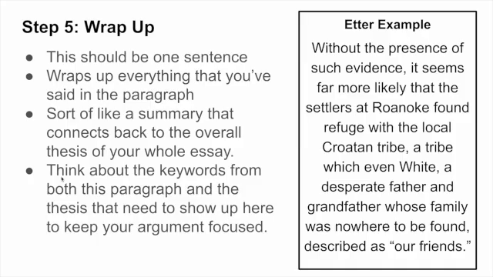So my example is, without the presence of such evidence, it seems far more likely that the settlers at Roanoke found refuge with the local Croatan tribe, a tribe which even White, a desperate father and grandfather whose family was nowhere to be found, described as, quote, our friends. So I'm just connecting it back to that idea that they weren't killed by the Native Americans. They actually went and lived with them, which is, of course, my thesis. So one sentence of wrap up here and you will be done, friends.